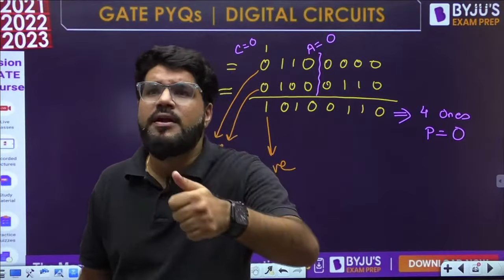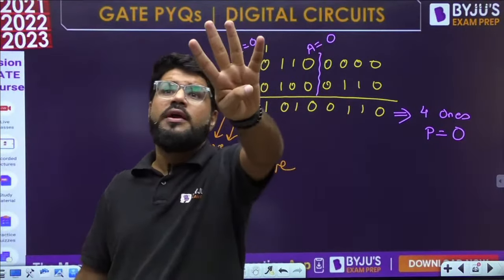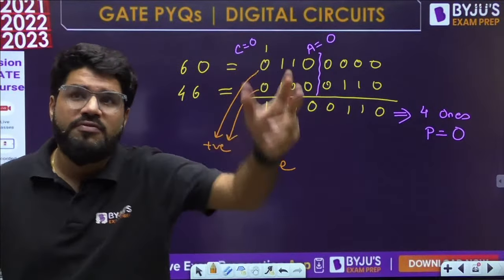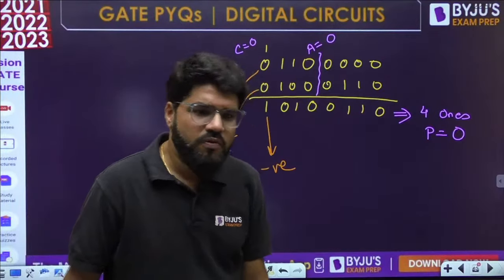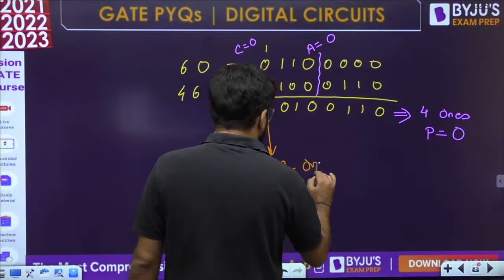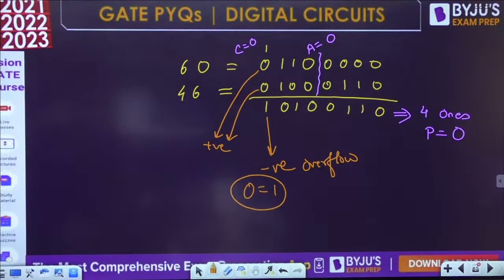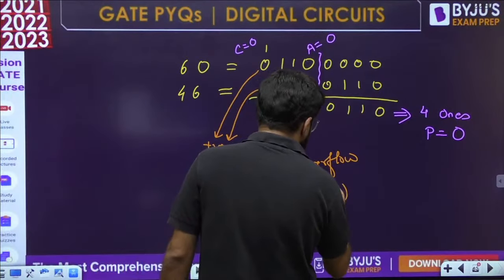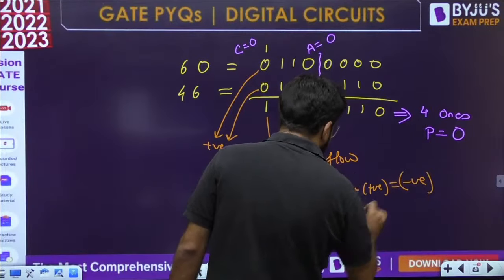Suppose 200 and 200, both are valid in the range. But when you add, it is 400. That is not in the range. That will give overflow, flowing out of the range. So positive plus positive is positive, but it is giving negative. That is the overflow. So overflow is set. Whenever positive and positive are added and it is giving a negative value, that is overflow.